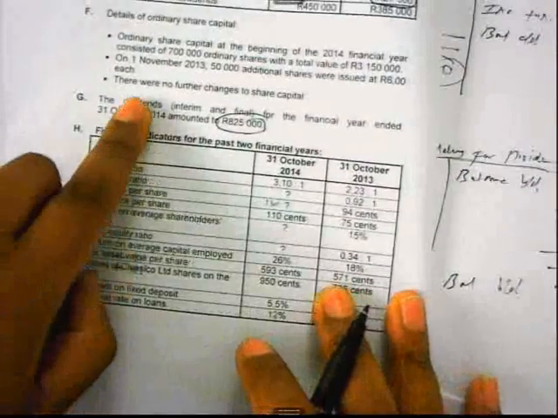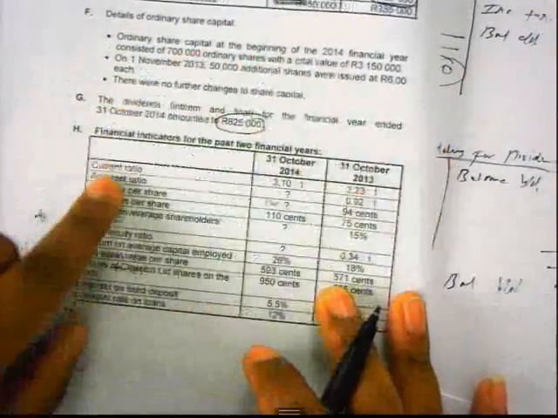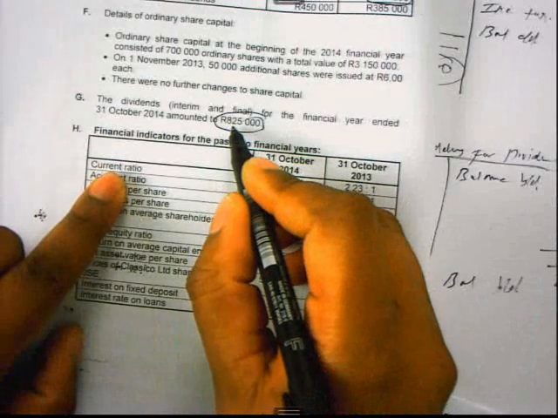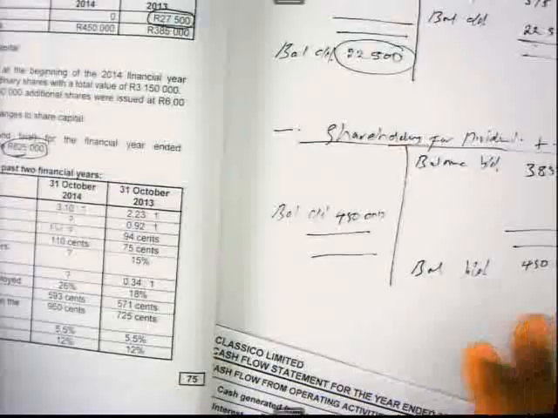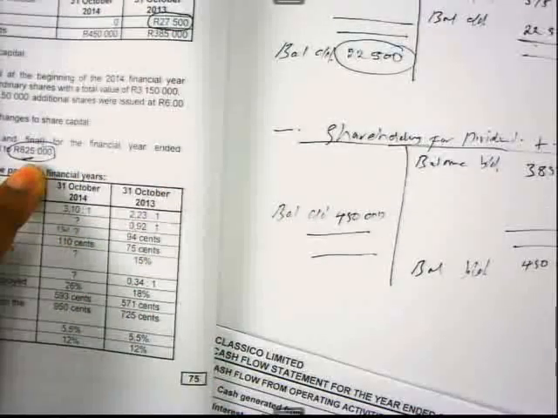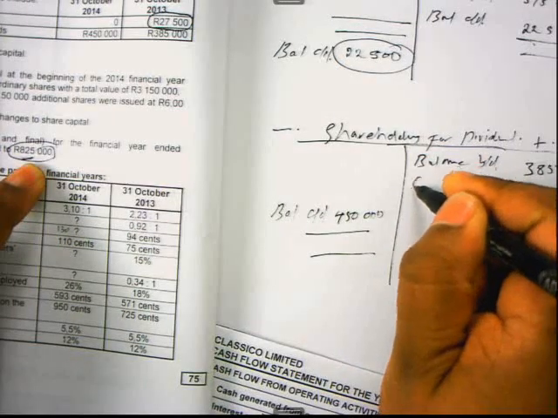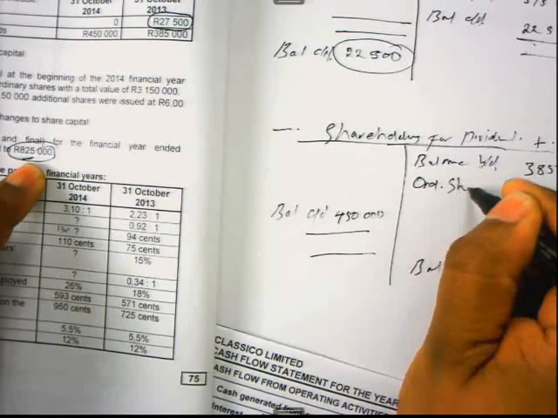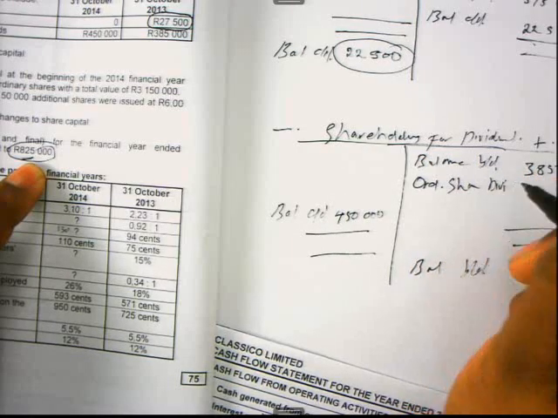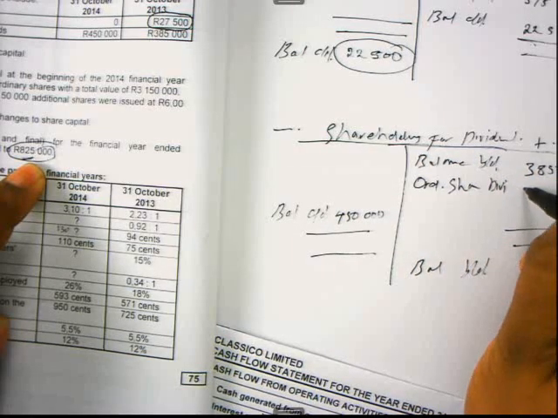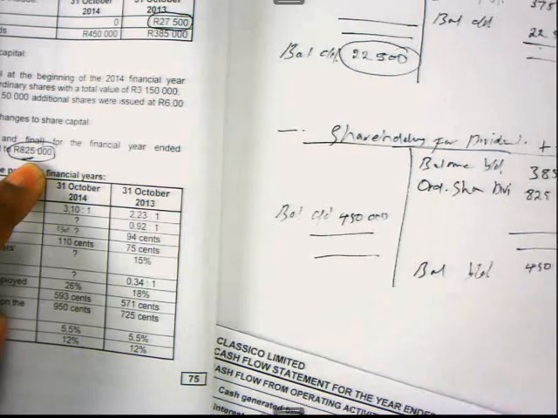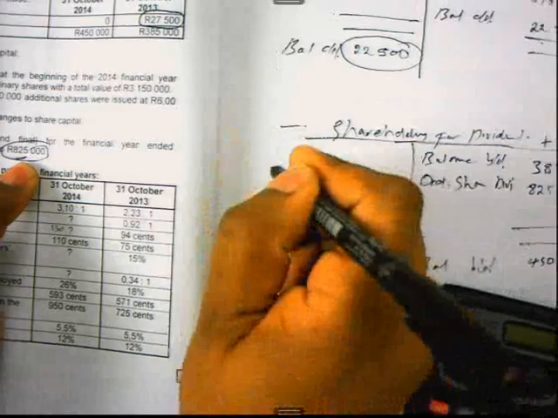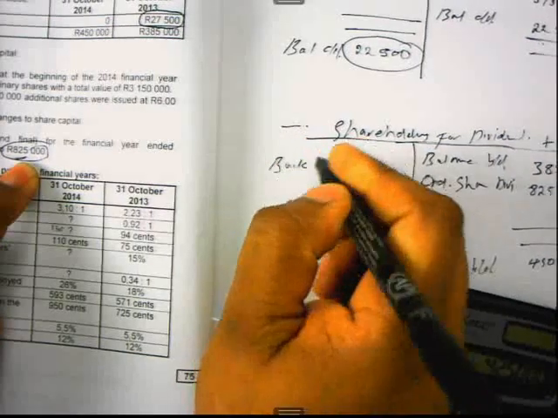And then we were told that the dividends for the financial year is 825,000. And those dividends will increase the amount that we owe. We'll have here your ordinary share dividends, 825,000. Therefore, we need to calculate the amount for bank.